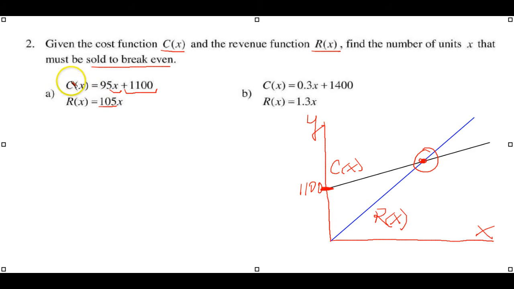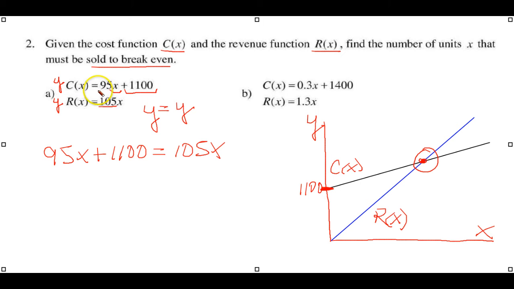Now we had said we could substitute the function notation with the letter y. So in a sense, we're saying here that this y equals this y. So our equation for this is set up by taking 95x plus 1100 equals 105x. Just taking these two equations, these parts of them, and equaling them to each other. And that's what we'll do here as well.